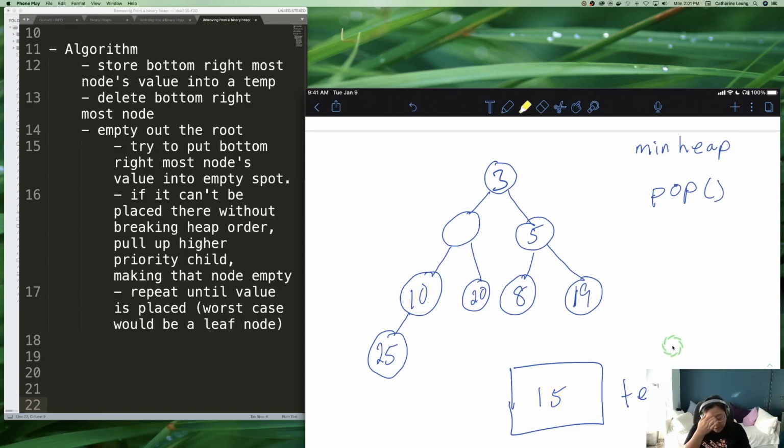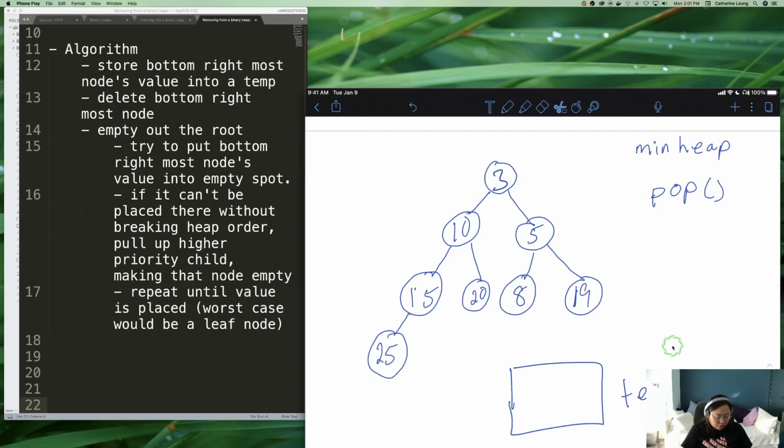Well, we move the higher priority child, which would be 10 in this case, up. Can I put 15 into this empty spot that just opened up? The answer is yes, because 15 is higher priority than 20. So take the 15, move it back into this position, and we are good. So this is how we do a remove, okay?